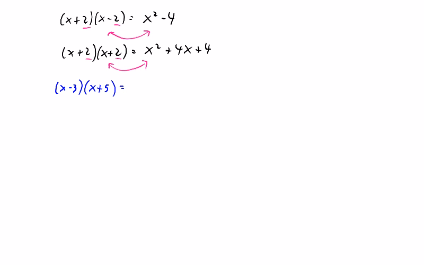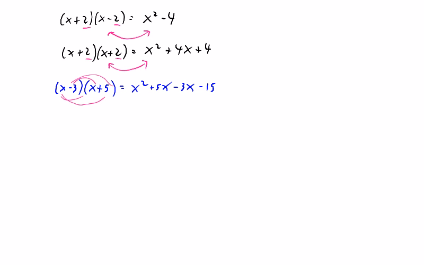When we take our first terms, we end up with x squared. The first term times the second term gives me a plus 5x. When I take the second term of the first factor times the first term of the second factor, I end up with minus 3x. And finally, when I take the minus 3 times the plus 5, I end up with a product of negative 15. So you can distribute that, and you don't have to show all of the arrows.